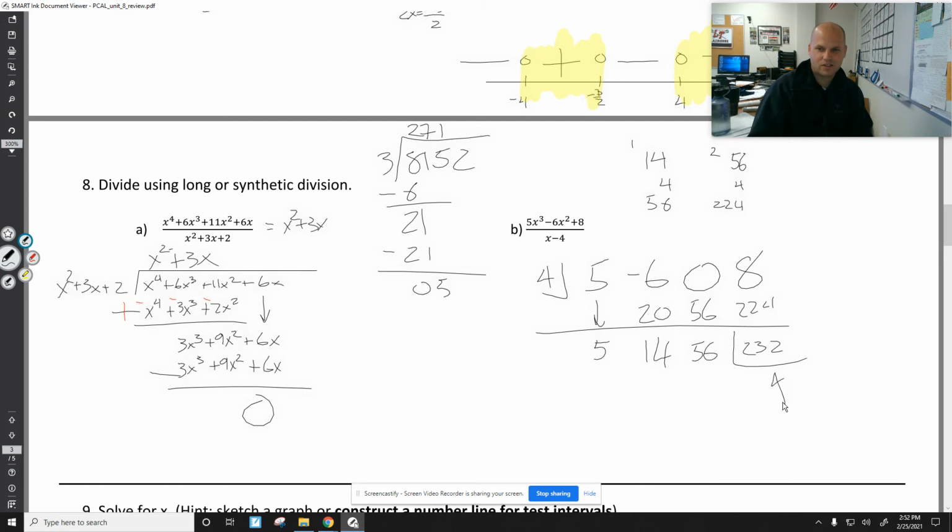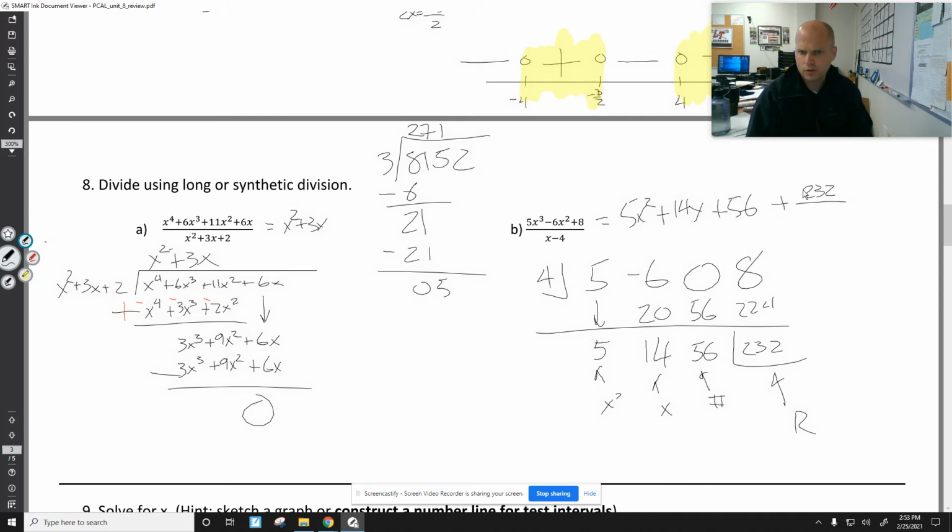Okay, now I close this off. Why? This is my remainder. This is the number if it was something other than 0. Now we go from right to left here: remainder, then the number, then the x's, then the x squareds. If I kept going, it'd be the x cubes, x to the fourths, etc. That tells me that this equals 5x squared plus 14x plus 56 plus 232 over x minus 4. If there was a remainder here, we'd end with plus the remainder over the divisor at the end to make it whole.